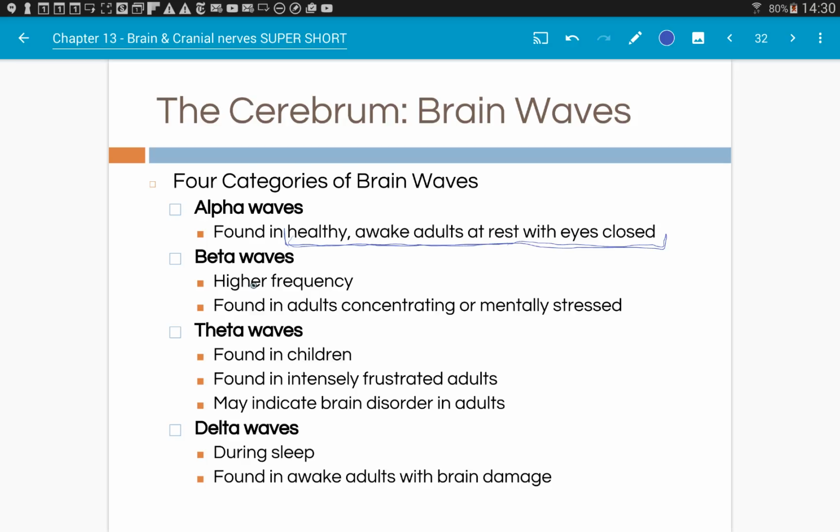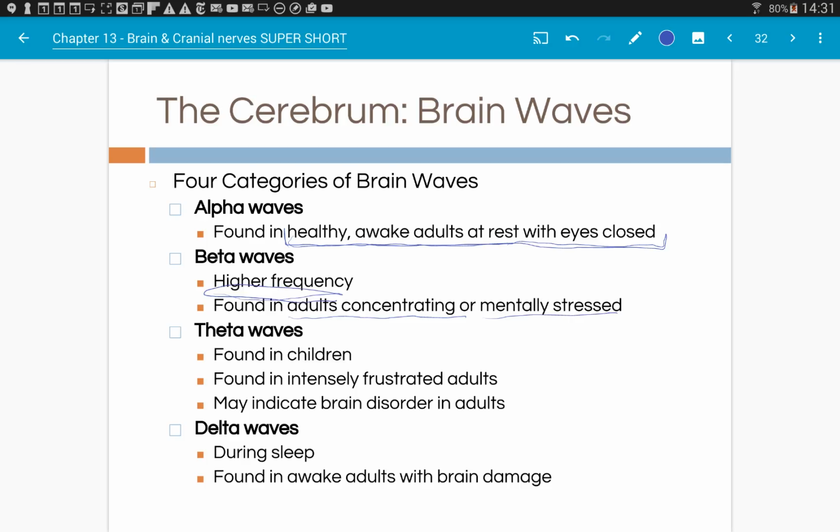And then the second is beta waves. So these are higher frequency, which means they're happening more often. So they're more active waves. And so you find it in adults concentrating or mentally stressed. Anybody in here think they're exhibiting beta waves? This morning's class thought they were. Sometimes we do.